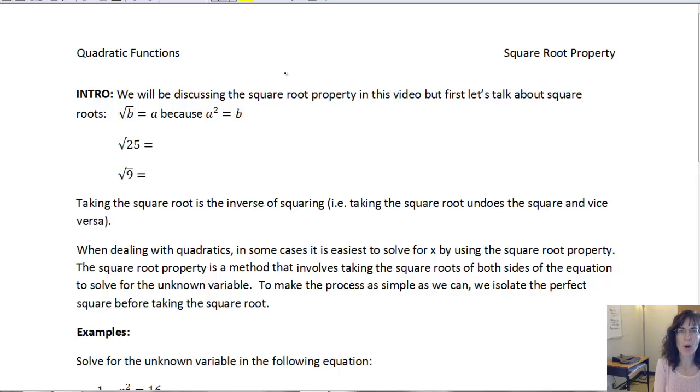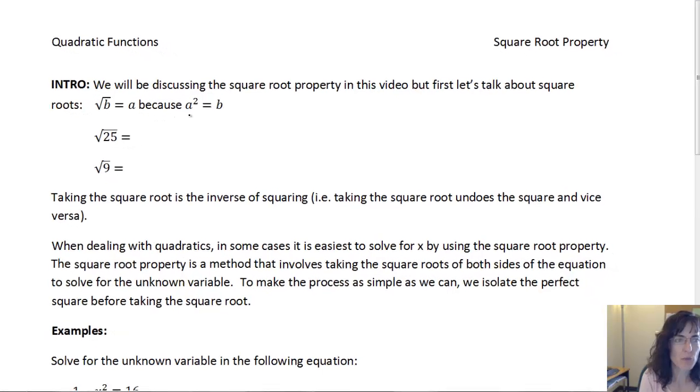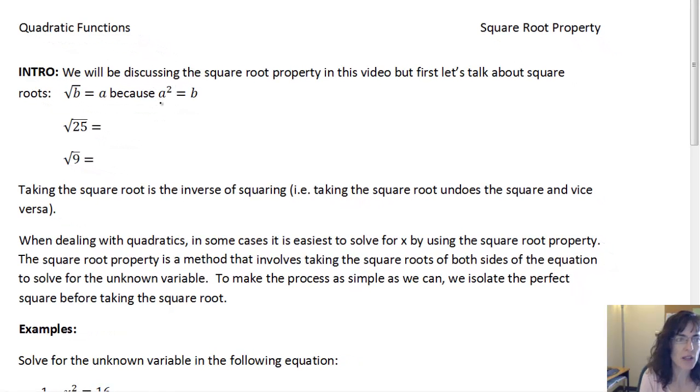The square root property. We'll be discussing the square root property in this video, but first let's just talk about square roots. The square root of b is a because a squared is b. So if we plug in that a squared instead of the b, we would have the square root of a squared.